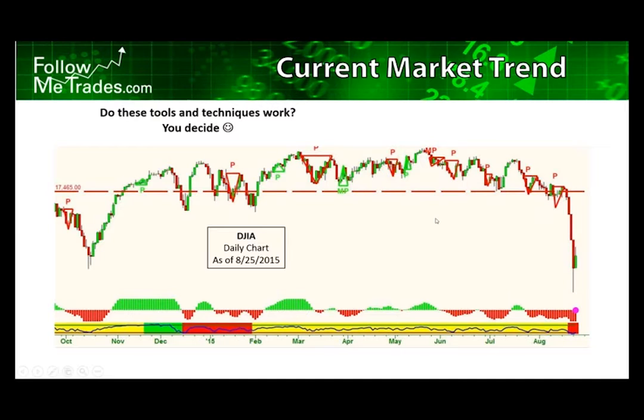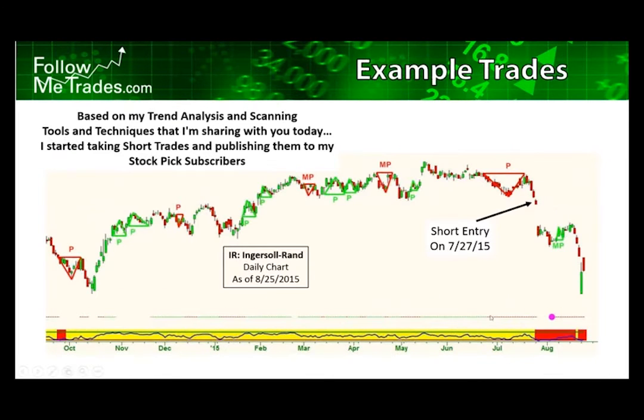Again, I'm very profitable as a trader, and these are the tools I use, and I'm sharing my secrets with you. I run a stock picking service, and based on my analysis that I just showed you, I started taking some short trades, and I was publishing them to my stock pick subscribers.